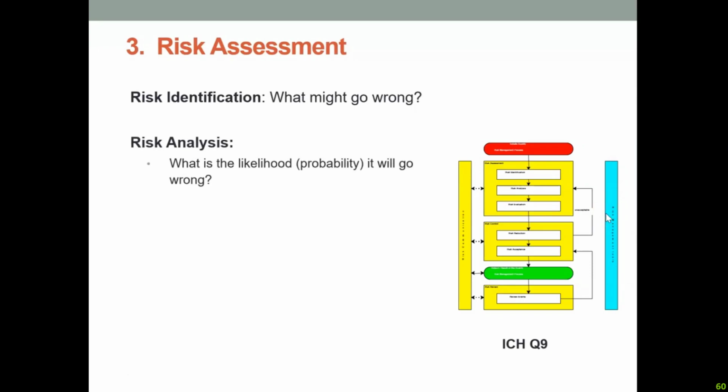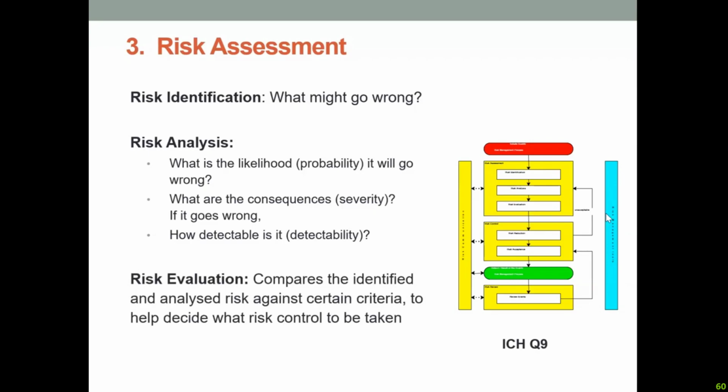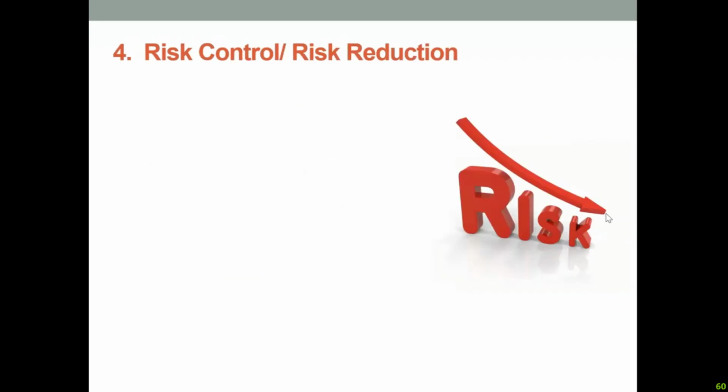Our risk analysis: what is the likelihood or the probability that it will go wrong? And what are the consequences, the severity, if it does go wrong? How detectable is it? If something is very detectable, we might be able to withstand a higher degree of risk. If something is very hard to detect, we might need to settle on a lower level of risk. So risk evaluation compares the identified and analysed risk against certain criteria, and it helps us to decide what risk control we need to take.